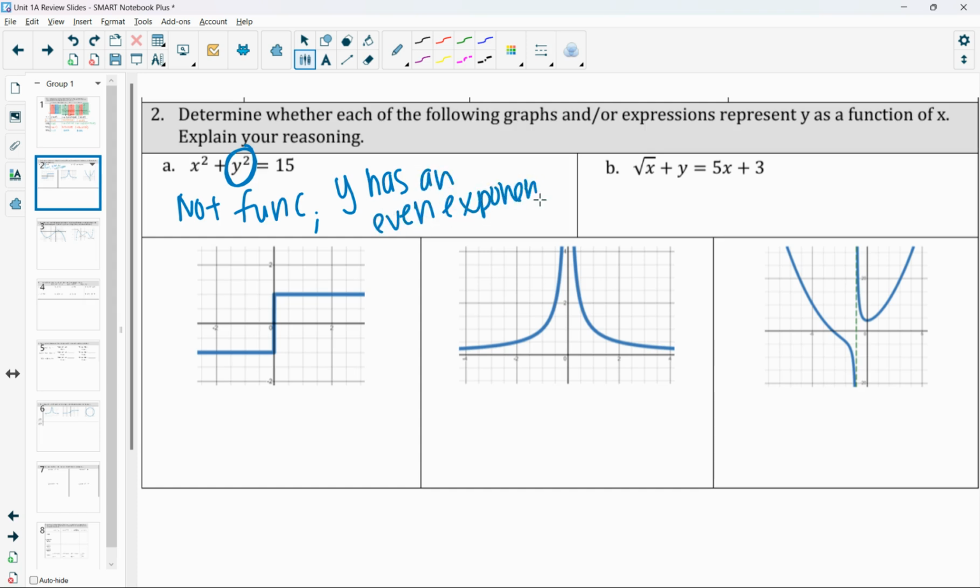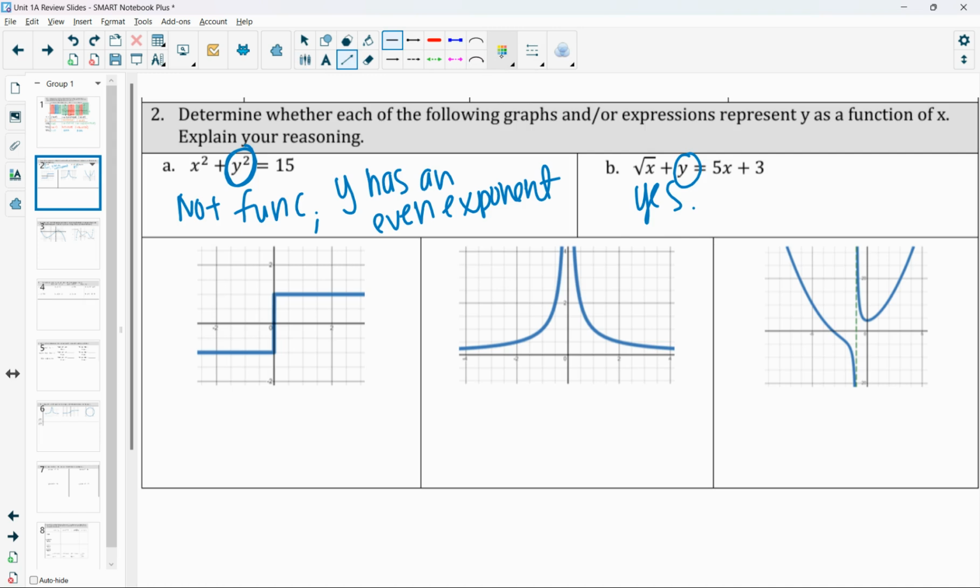So what happens if you have an even exponent is you just end up with multiple outputs for each x value, and we can't have that. And so part B is fine because we don't see any even exponents on the y. So every input will get you one output.